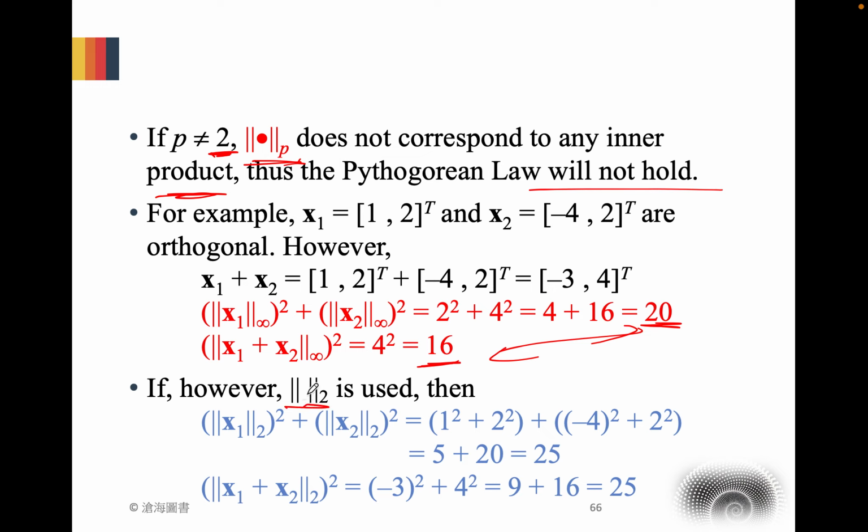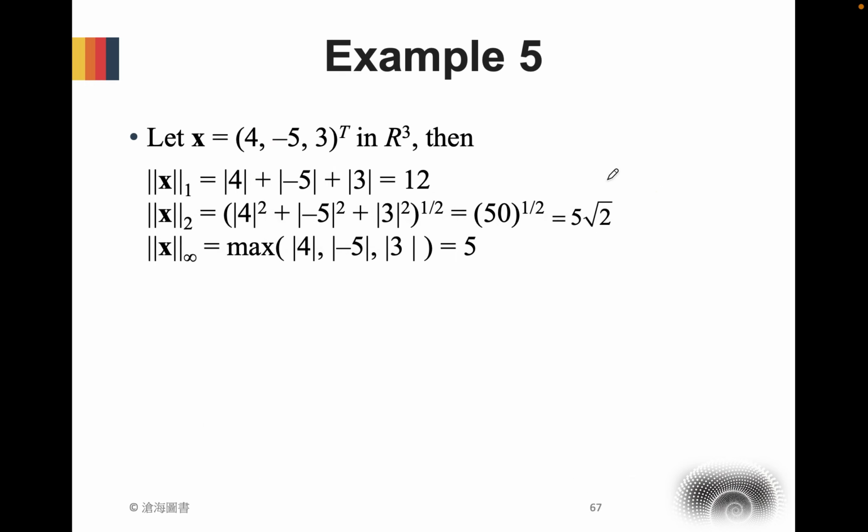However, for the two norm, the sum of the squares of the two norms of these two vectors is 25. And if we add them together first and then take the two norm, it is also equal to 25. So only for the Euclidean two norm does the Pythagorean law hold. This is very special. Let's see an example. If a vector x is 4, -5, 3, then the one norm is equal to 12. The two norm is equal to 5 times square root of 2. This is the most familiar way we calculate a norm of a vector. The infinity norm is equal to 5.